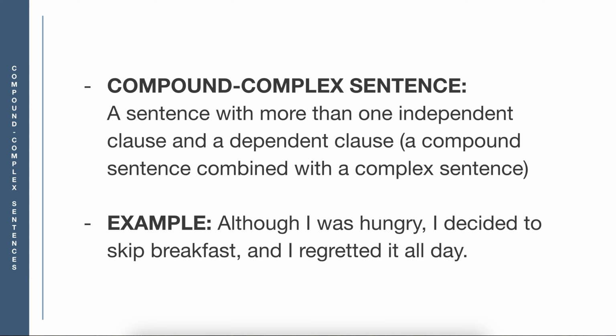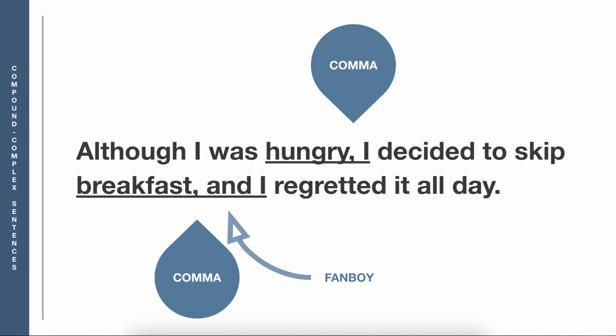Here's an example. Although I was hungry, dependent clause, I decided to skip breakfast, independent clause, and I regretted it all day, independent clause. Now, the same rules that we've talked about before still apply here. So although I was hungry is a dependent clause, and because it comes at the beginning, we're going to put a comma after it. Then we have I decided to skip breakfast, which is an independent clause. And then because we have another independent clause after that, I regretted it all day, we're going to combine those with a comma and a fanboy.